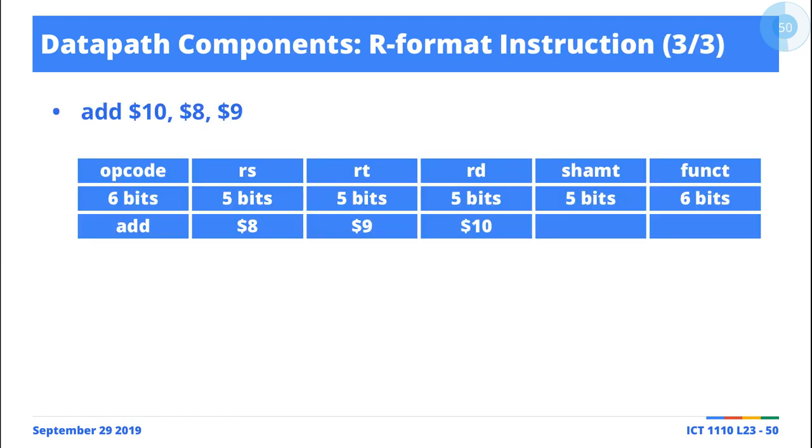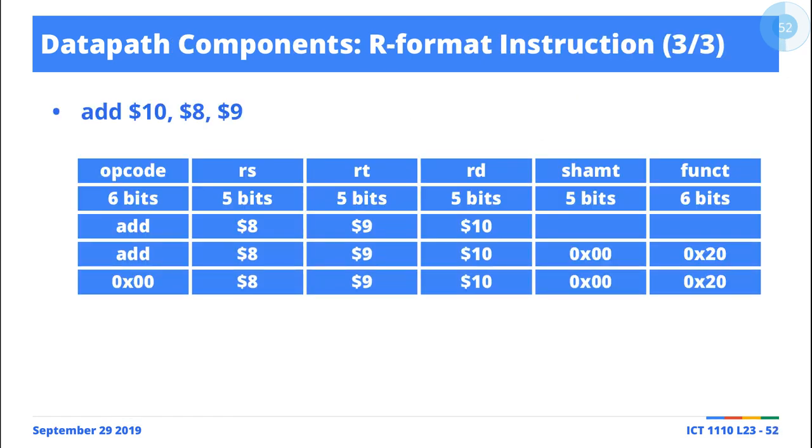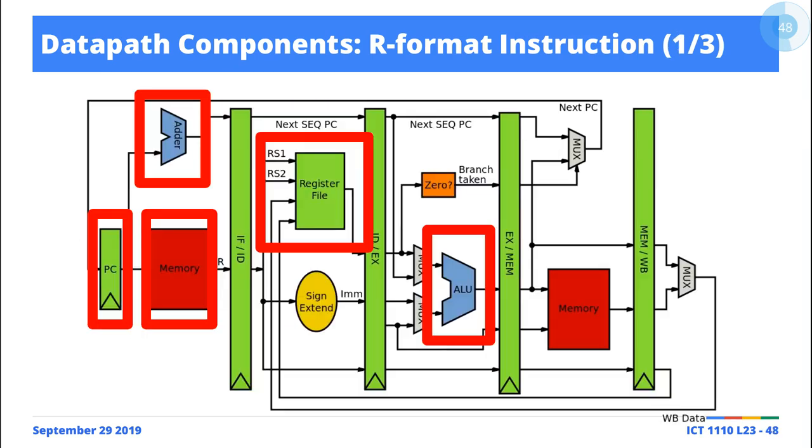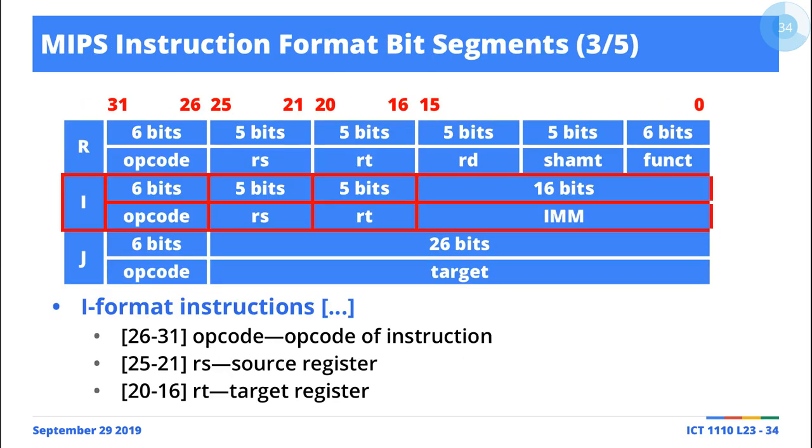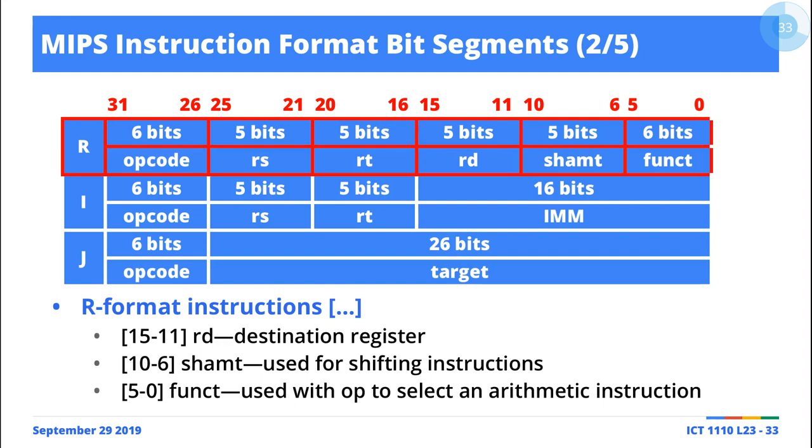93. You remember this? Yeah. So these are the bit segments we're talking about. So for an R format instruction, think about this for a second. We are dealing with an R format instruction, which is this one. Where is the destination register? Bit position 15 to 11. You see this? So those are just positions.